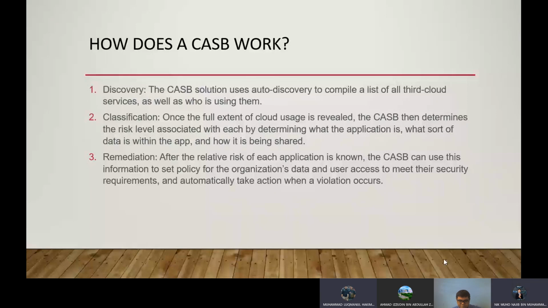All right. So in conclusion, CASB falls under control number 15, which is wireless access control, and how it works is in 3 steps. First, discovery, second, classification, and the third one is remediation.